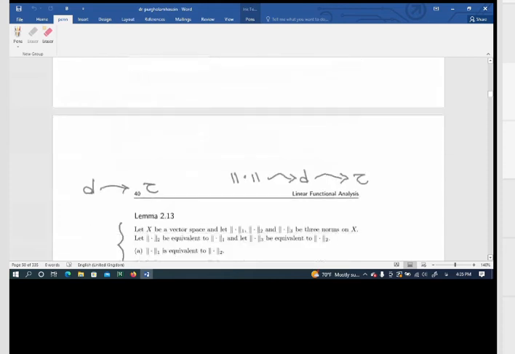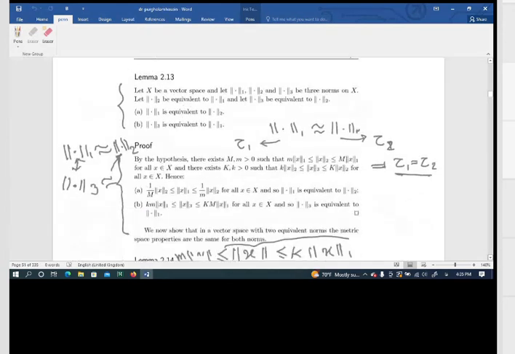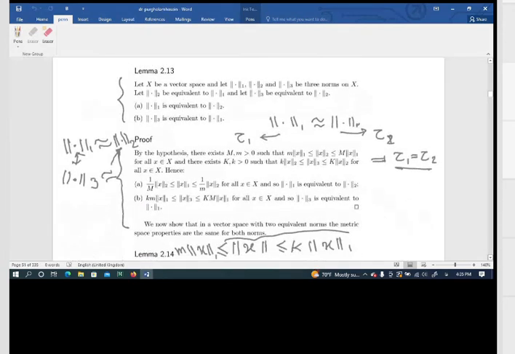Lemma 2.13. Let X be a vector space with three norms: norm 1, norm 2, norm 3. And let norm 2 be equivalent to norm 1 and norm 3 be equivalent to norm 2.